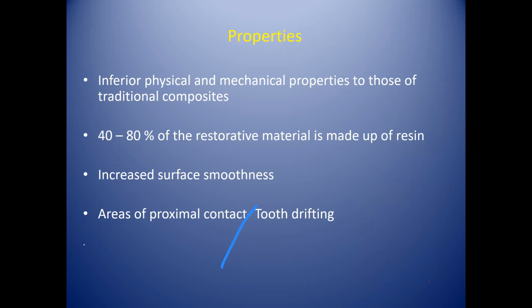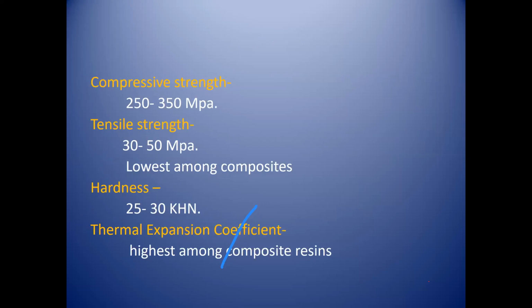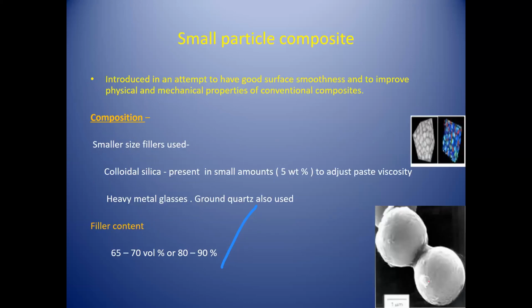Increased surface smoothness, and the area of proximal contact can be easily built with these composites. Its compressive strength is from 250 to 350 MPa, tensile strength 30 to 50 MPa, which is lowest among composites. Its hardness is 25 to 30 KHN. Thermal expansion coefficient is highest among composite resins.